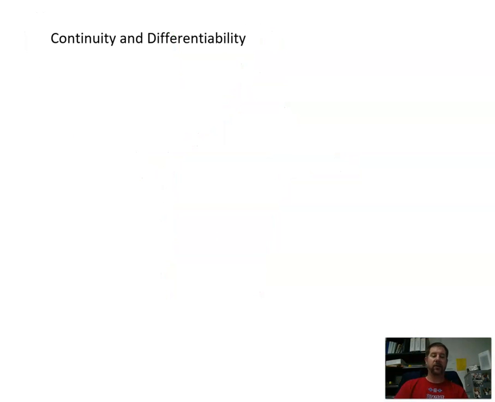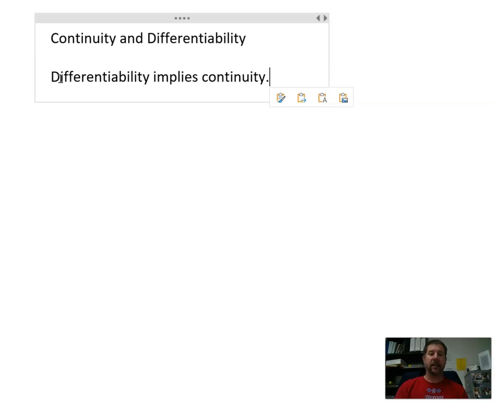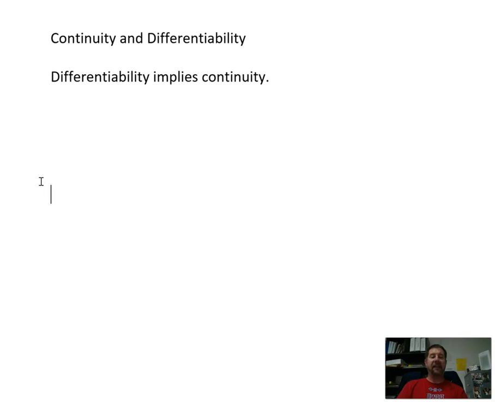All right, last thing we need to do here is have a little conversation about continuity and differentiability. Okay. First of all, differentiability means that you can take the derivative of a function, that the function has a derivative. All right. And what we know then is that differentiability implies continuity. Okay. If a function is differentiable, if it has a derivative, then it has to be continuous.